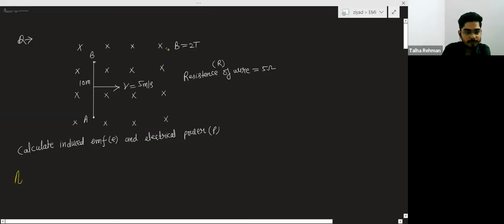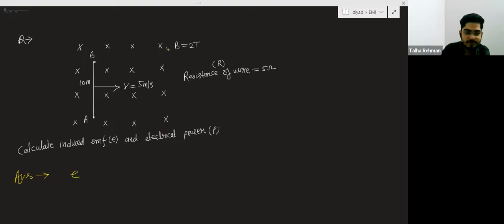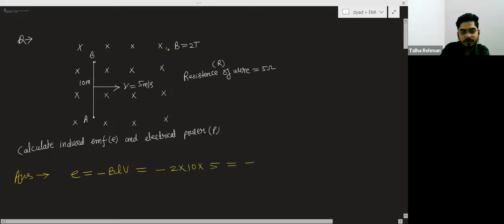So here, induced EMF is given by minus VLB. Minus 2, length 10, velocity 5. This will become 100 volts.